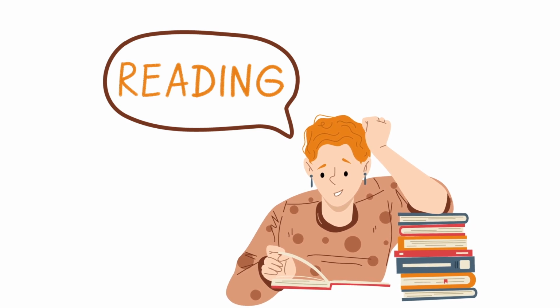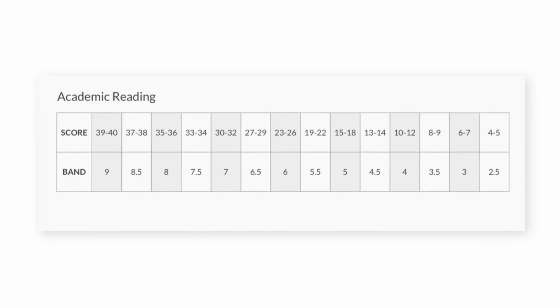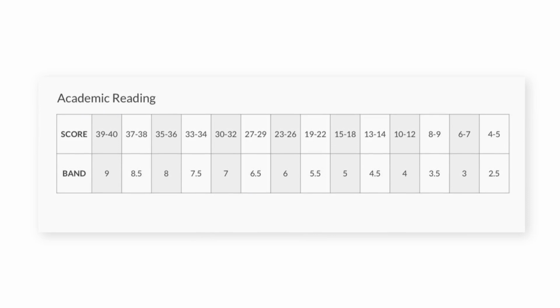First of all, I want to talk about scoring of academic reading. As you can see in this chart, this shows how you can score your band score. For example, if you answer from 30 up to 32 questions correctly, you will get 7. And in order to get 7.5, you have to answer 33 or 34 questions, right? So this chart is very important if you want to know what your scoring is all about, right?